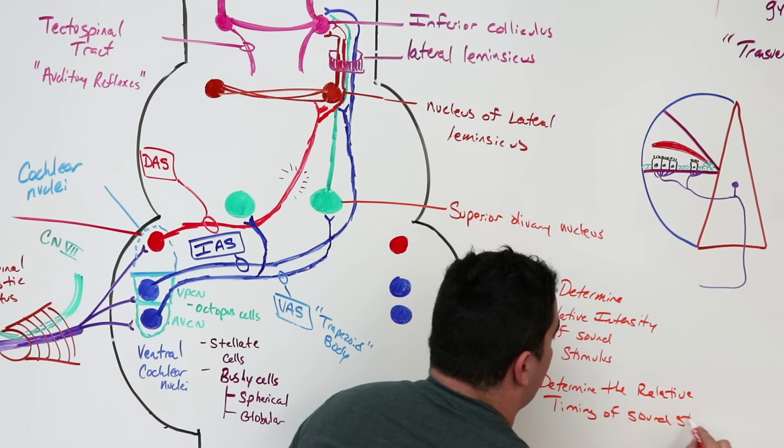So again, you have the lateral superior olivary nucleus and the medial superior olivary nucleus. Lateral plays a role within the intensity of the sound. If you had to remember at least one word from these guys, at least remember intensity. And the medial superior olivary nucleus plays a role within the relative timing of the sound stimulus. Now, how could I explain this?